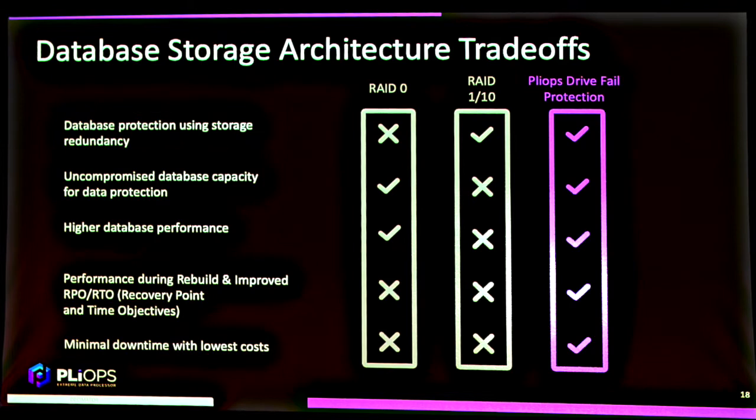So this is a high-level comparison. If you use RAID 0, you don't get data protection, but you get performance, and you also get higher capacity. But if you use RAID 10, you get data protection, but you lose performance, because with a RAID 10 of 4 SSDs, the write performance is split by half. So you lose 50% of the performance. This is where we provide performance protection, and performance during the rebuild is also immensely significant.